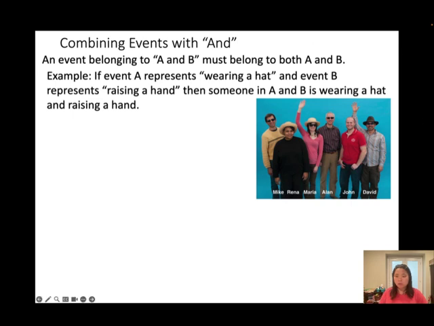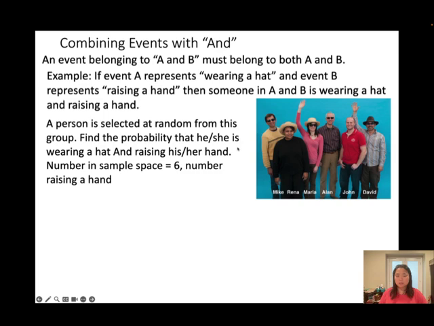Okay, so I have this girl, Maria, wearing a hat and raising a hand. And David also. Okay, so this is going to be 2 outcomes out of 1, 2, 3, 4, 5, 6. Okay, so I want you guys to remember this notation. This is the probability of event A and event B occurring. Highlight this one, you will see this notation a lot, and I want you guys to know how to use it also. So that would be 2 out of 6, which is going to be 1/3.